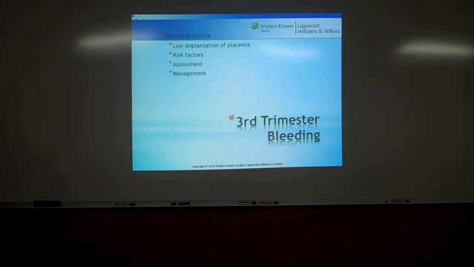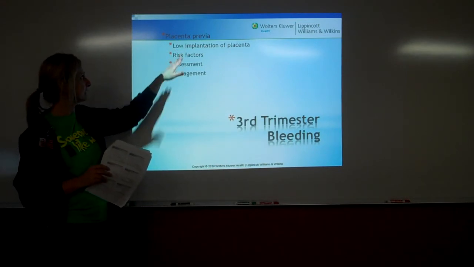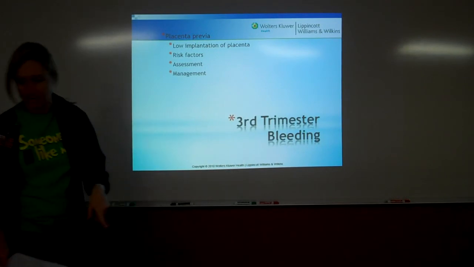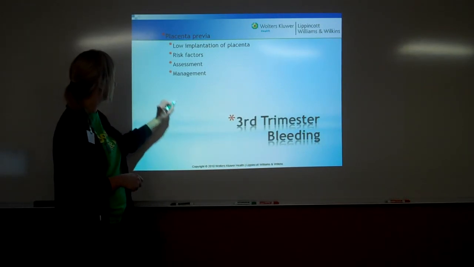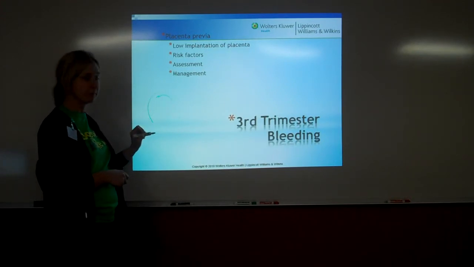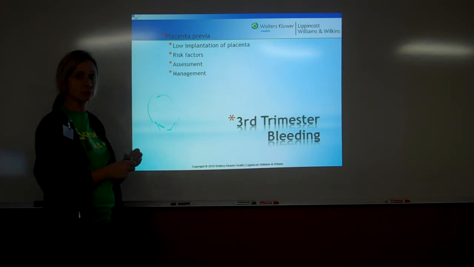Third trimester bleeding. So we have placenta previa, which is when the placenta implants lower in the uterus. It usually implants at the top. Placenta previa, it implants lower. So here's your uterus. Normally the placenta implants somewhere up here. Placenta previa, it implants somewhere down here, depending on if it's partial or complete.